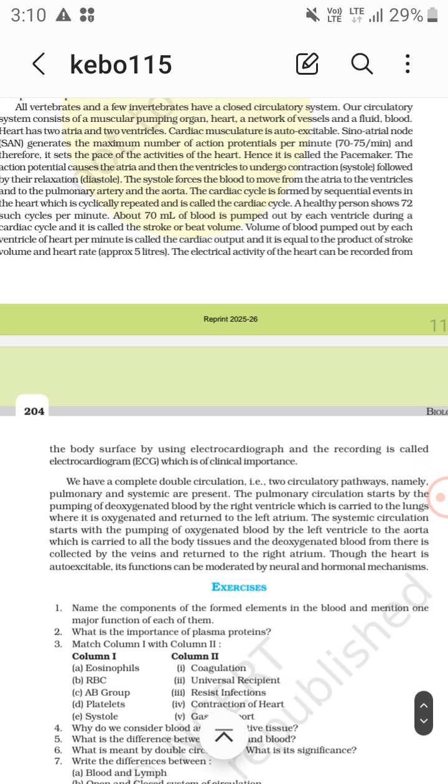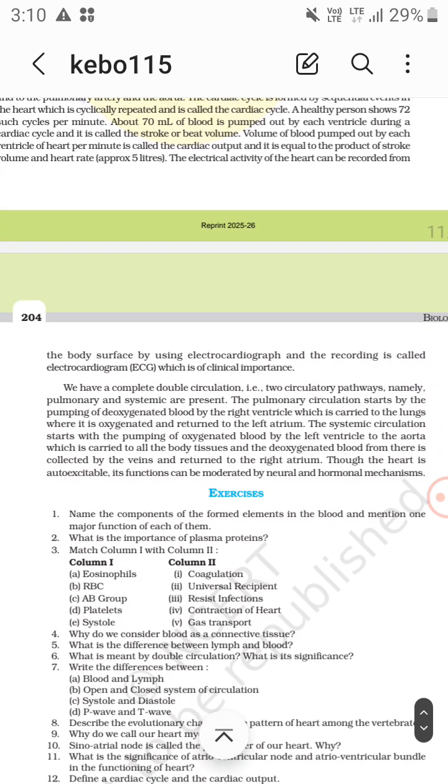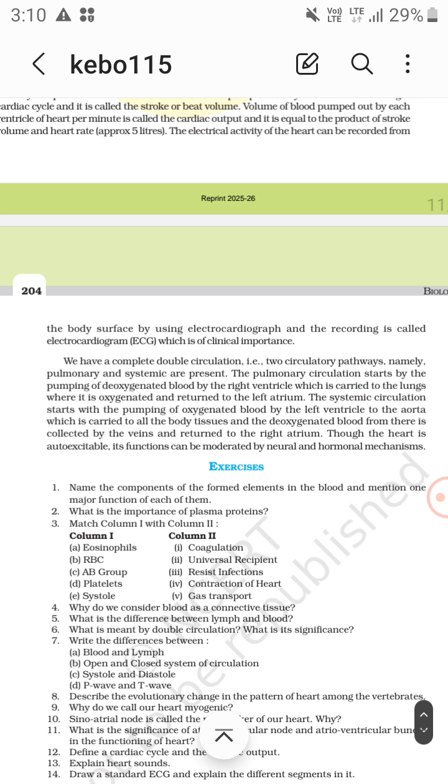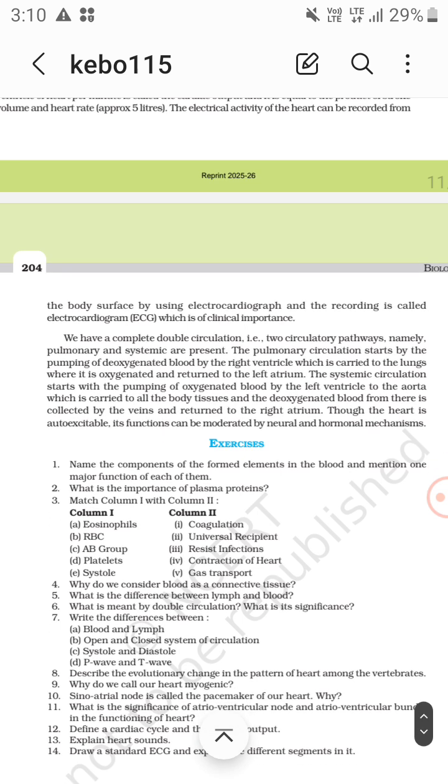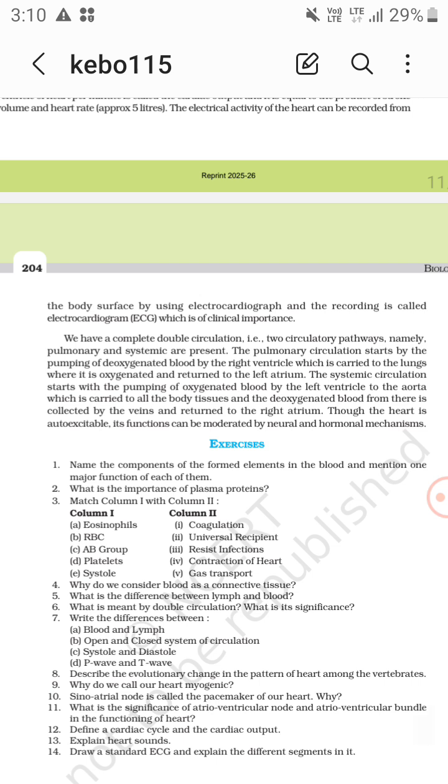The electrical activity of the heart can be recorded from the body surface by using an electrocardiograph, and the recording is called the electrocardiogram, ECG, which is of clinical importance. The electrocardiograph is a machine, and the electrocardiogram, ECG, is the recording.